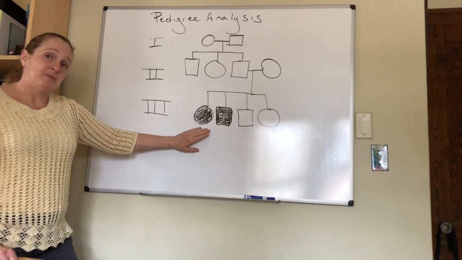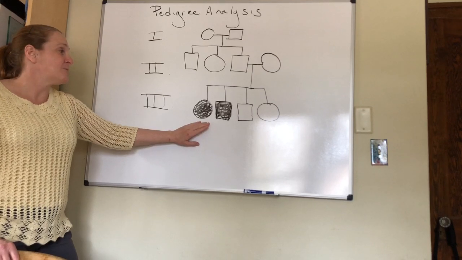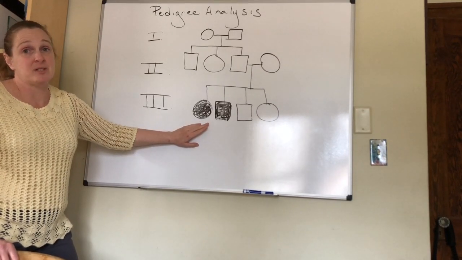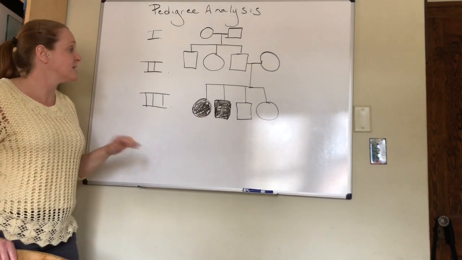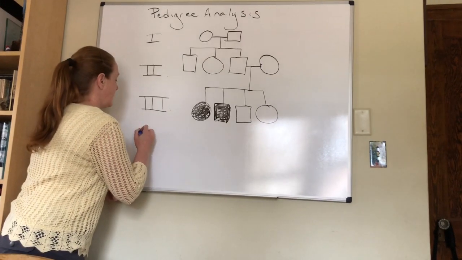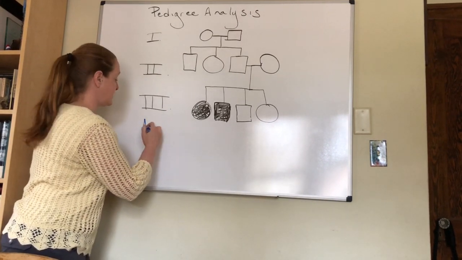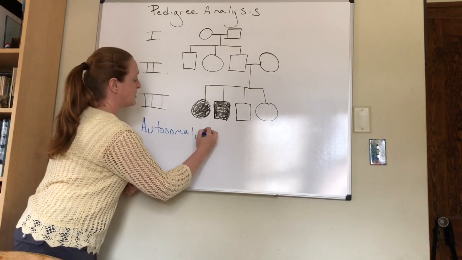Now the next thing that we do, now that we've made that determination that the trait is autosomal, is we ask whether or not that trait is dominant or recessive. Most of the time with autosomal recessive traits, we see that trait show up infrequently. So I'm going to assume or hypothesize that this trait is autosomal and recessive.